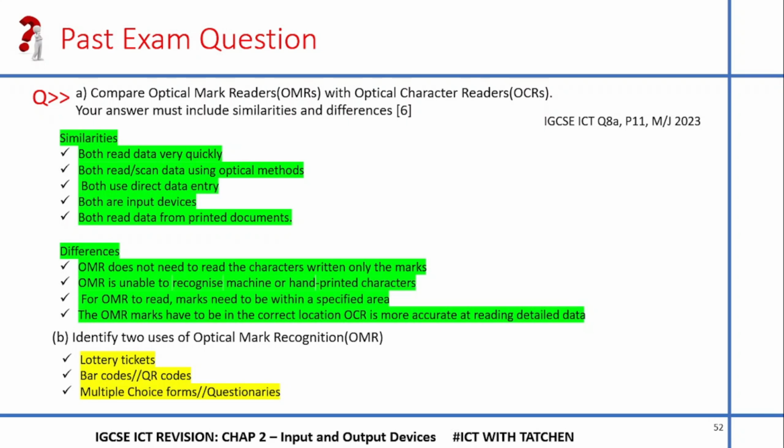Now the next question is compare optical mark readers with optical character readers. That's a May June 2023 question. Your answer must include similarities and differences. So whenever you see compare, it means what are our similarities, what are our differences. So you should always have this in mind.